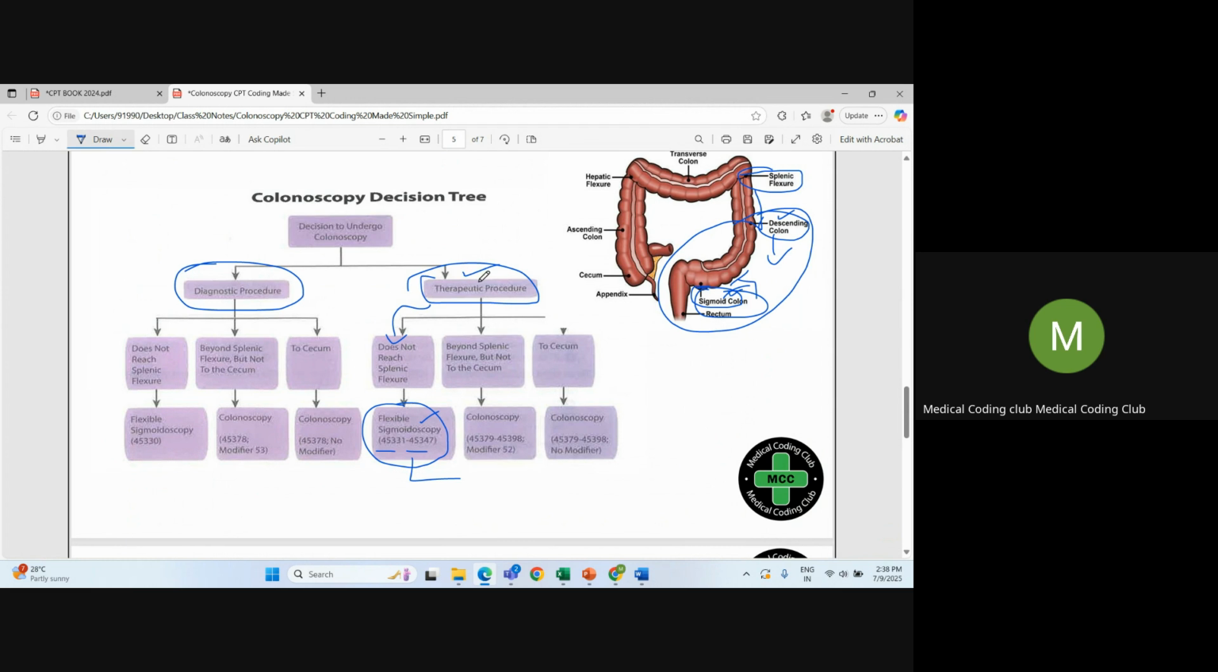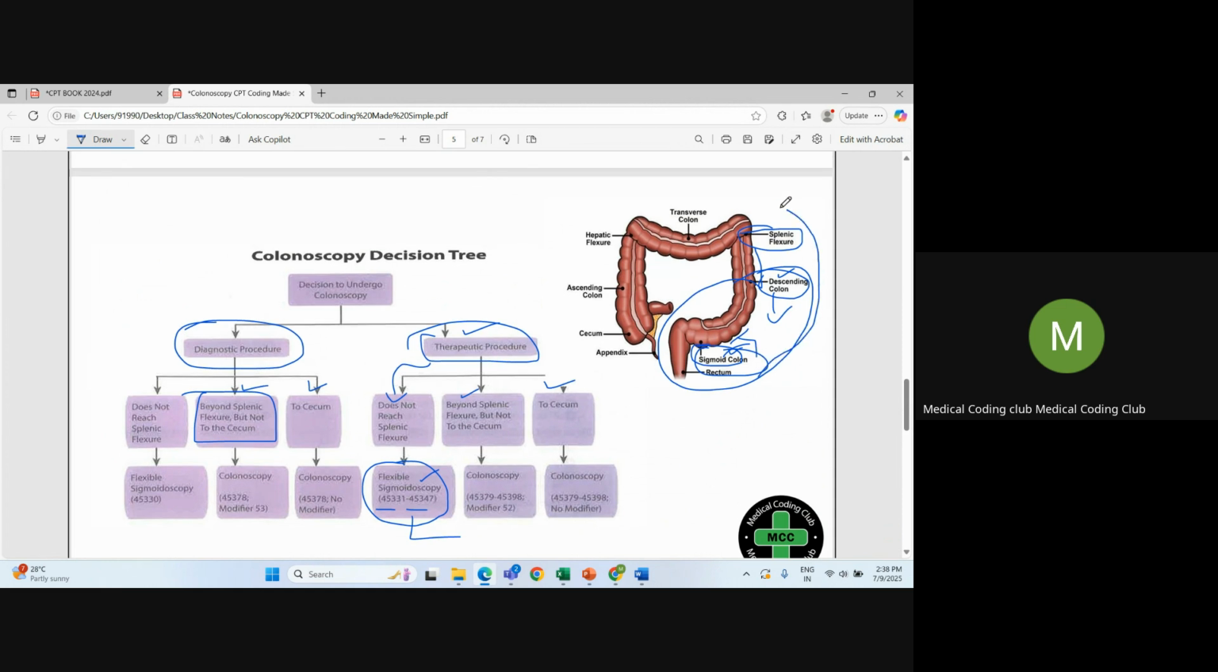Easy. The next two scenarios are for colonoscopy. I have already told you colonoscopy means the entire colon. So in the second scenario, assume the colonoscopy crossed the splenic flexure. It went beyond the splenic flexure but couldn't reach the cecum.